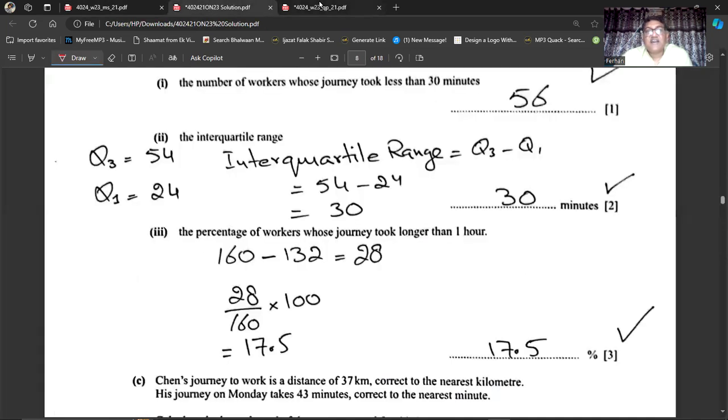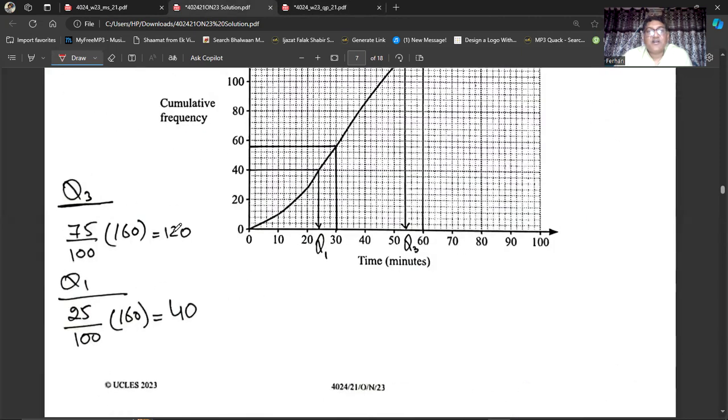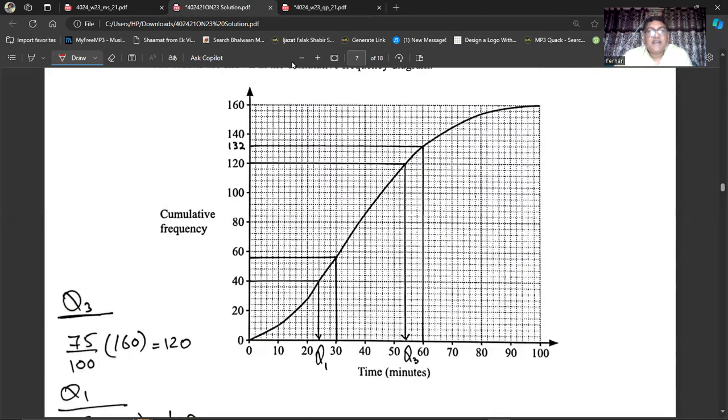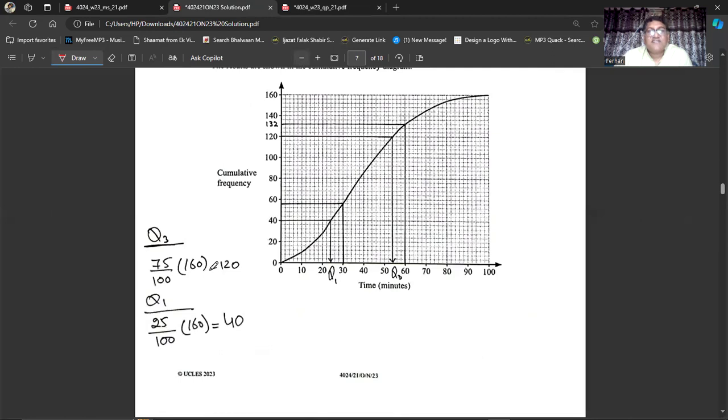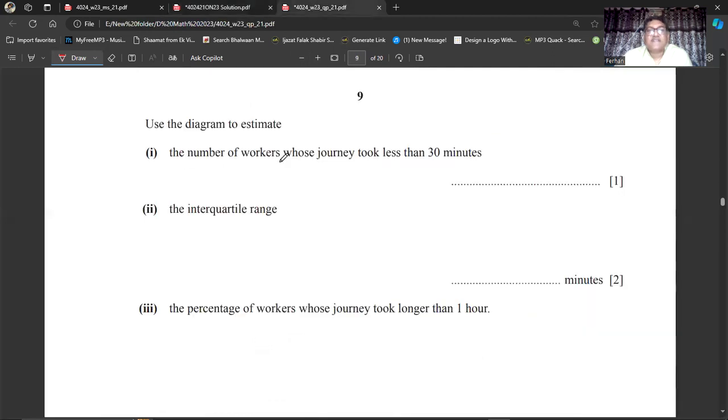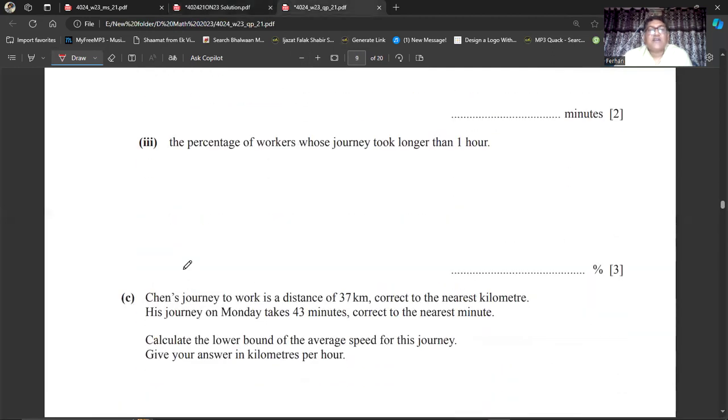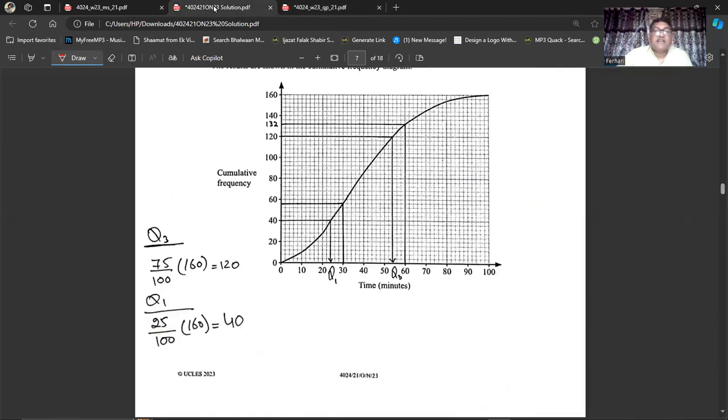This is how this is done. This is done basically from this diagram, and this is how it is done. I hope you understand this. Okay, then their question is the percentage of the workers whose journey took longer than 1 hour. This sentence is very important. Longer than. I told you this graph is of the less than. Longer than 1 hour. 1 hour means 60 minutes.